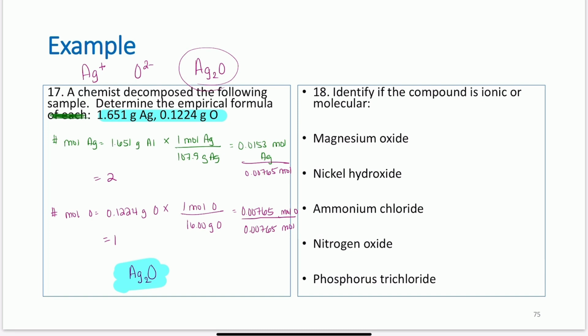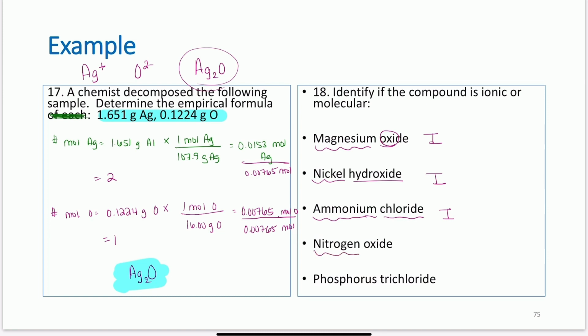And last question. Identify if the compound is ionic or molecular. This is just, again, to help you remember naming. Magnesium, metal. Oxygen, nonmetal. Definitely ionic by our definitions. Again, this is a spectrum, but by our definitions, we're going to call this ionic. Nickel, metal. Hydroxide, nonmetal, polyatomic actually. Ionic. Ammonium, polyatomic. Chloride, nonmetal. Polyatomics have a full charge to them. This is going to behave as ionic.